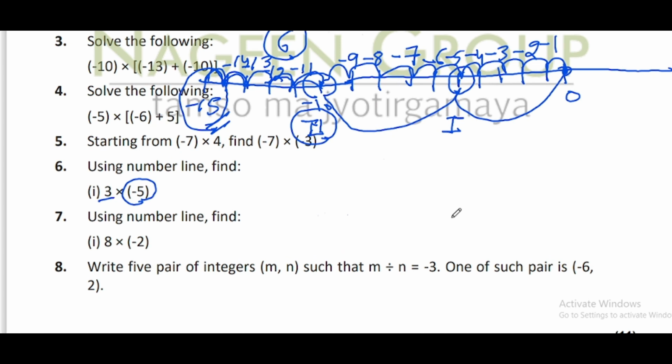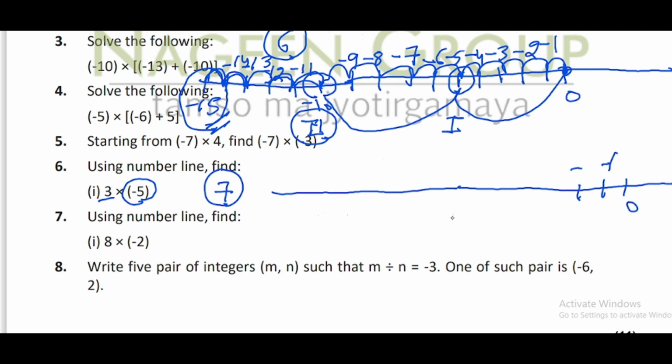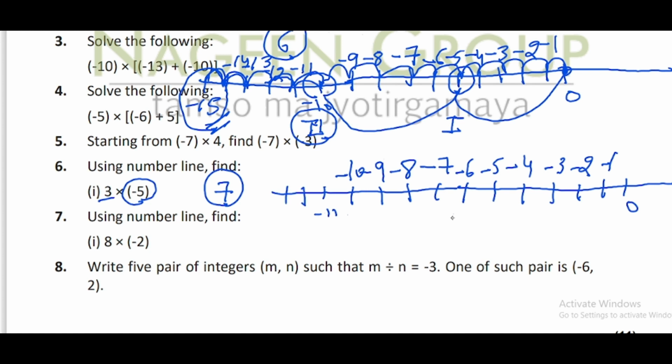Let's see. The seventh part is: using a number line, find 8 multiplied with minus 2. Let's see how we solve. That is 0, minus 1. The left side of the 0 shows the negative integers: minus 1, minus 2, minus 3, minus 4, minus 5, minus 6, minus 7, minus 8, minus 9, minus 10, minus 11, minus 12, minus 13, minus 14, minus 15 and minus 16.